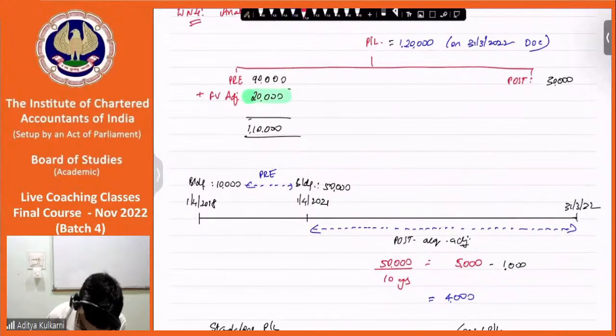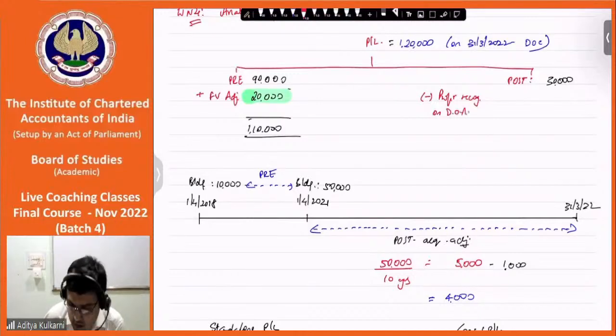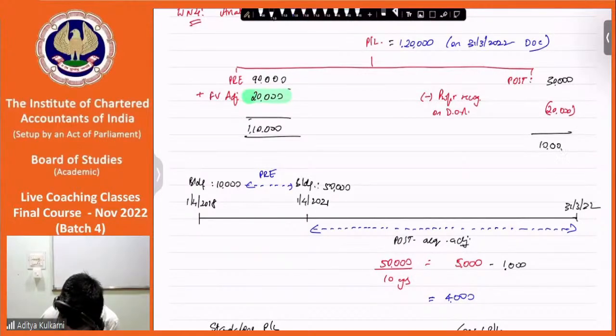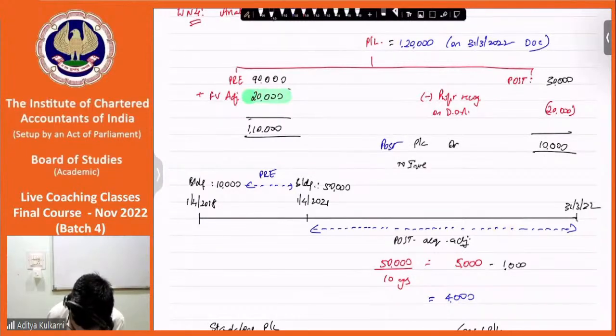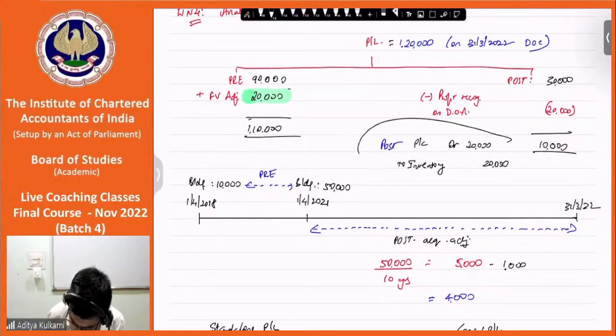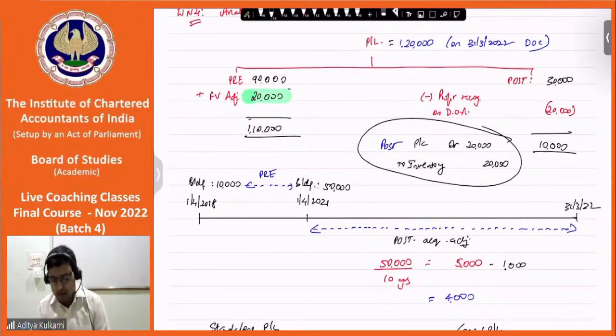And therefore, I will have to reduce this. So here I will deduct less profits recognized on the date of acquisition. How much is that profit? It is 20,000. So when I deduct this, I will be left with 10,000. What is the journal entry for this? The journal entry for this is post P&L account debit to inventory 20,000. This is the journal entry that we will pass in the consolidated books.